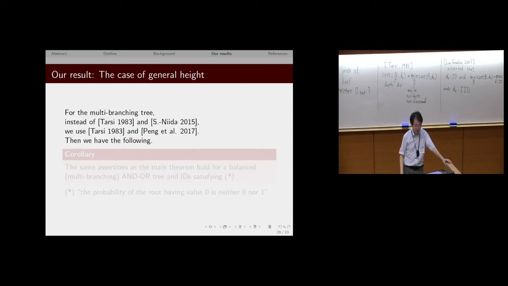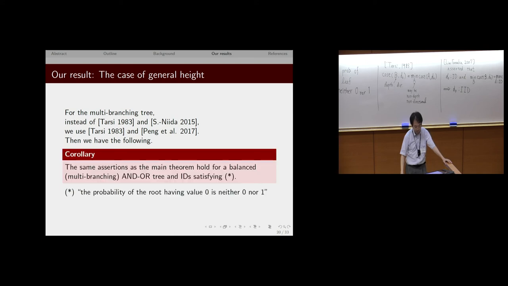In the multi-branching case, instead of Tarsi and Suzuki-Nida, we use Tarsi and Peng et al. Then we have the following. The same assertion as the main theorem holds for balanced multi-branching AND-OR trees and independent distributions satisfying this property. So this assertion is justified in the case where we take non-depth-first algorithms into consideration.